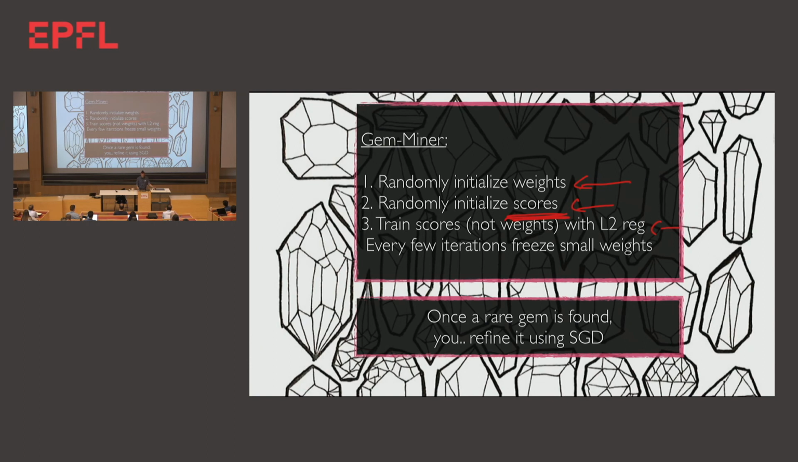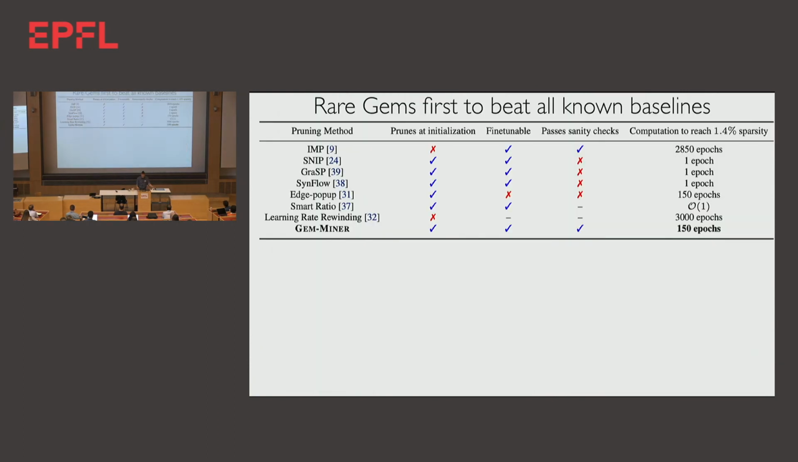So let me convince you why this works experimentally. We compare against a bunch of techniques. Of course, IMP is sort of up here. This is the thing that we would like to see how it performs with warm-up. We are pruning at initialization. We want to make sure that whatever we find is fine-tunable. Remember that Ramanujan EP nets are not fine-tunable. And I also want to make sure that we pass sanity checks. So far, the only algorithm that passes sanity checks is IMP with warm-up, okay? IMP at 0 does not pass sanity checks. And our rare gems are actually passing those sanity checks, okay?